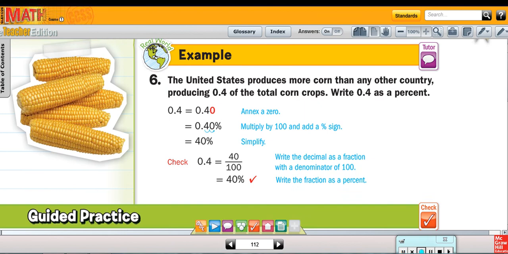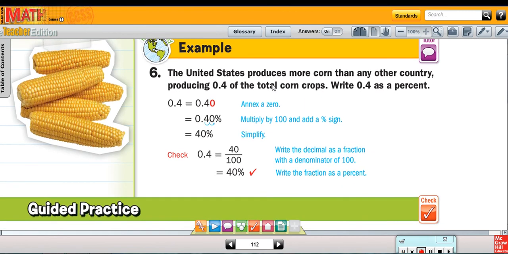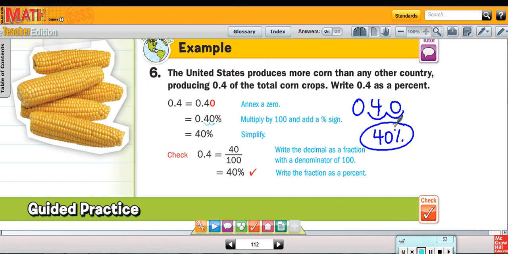On the top of page 112, you see this word problem. The United States produces more corn than any other country, producing 4/10 of the total corn crops. They want us to change and write 4/10 as a percent to figure out what percentage of the crop that is. Okay, so if I have 4/10, I'm changing to a percent, so that means I have to multiply by 100. So I'm going to get 40%. So 40% of the total corn crops are produced by the United States.